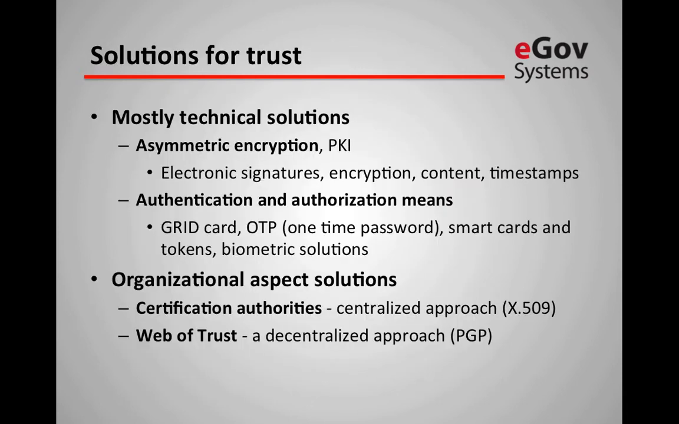Solutions for achieving trust on the internet are so far mostly technical solutions based on asymmetric encryption, public key infrastructure, and certain authentication means like grid cards, one-time passwords sent by short message to a mobile phone, smart cards and so on, or even biometric solutions. From the point of view of organization, we know two approaches: the centralized approach with certification authorities and the decentralized approach with a web of trust.